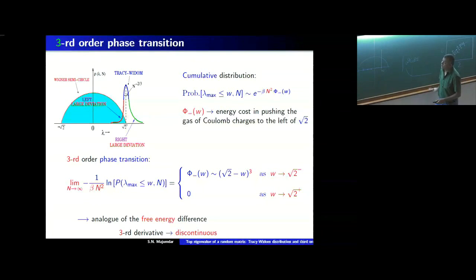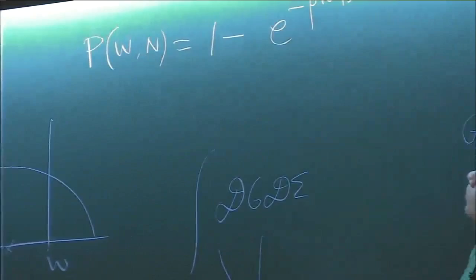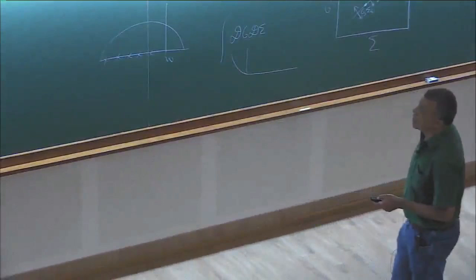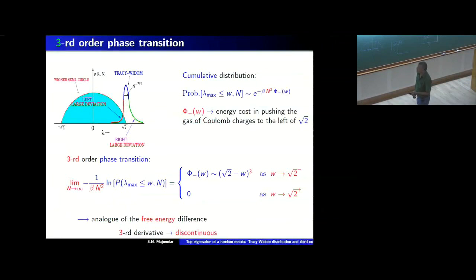On the right side, on the other hand, the cumulative distribution is of the form 1 minus exponential minus beta n phi plus of W. So when you take the log of this, the corrections are all exponential in e to the power minus beta n. So these are very, very small corrections. So basically it's 0 essentially in the large n limit, whereas on the left side, it has a well-defined 1 over n expansion. And this goes to 0. So the third derivative is discontinuous. In that sense, it's a third order phase transition.